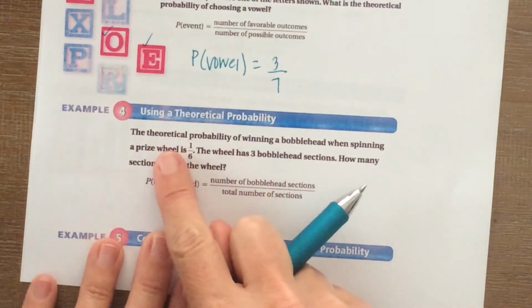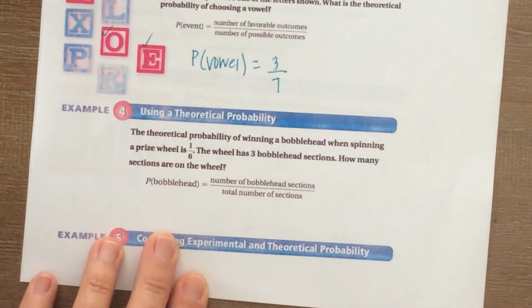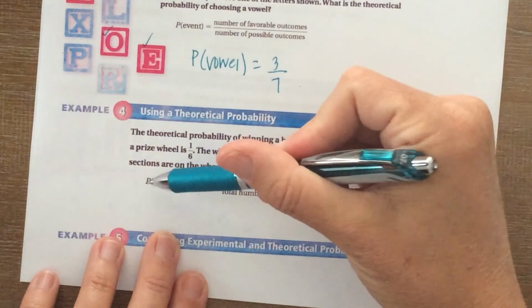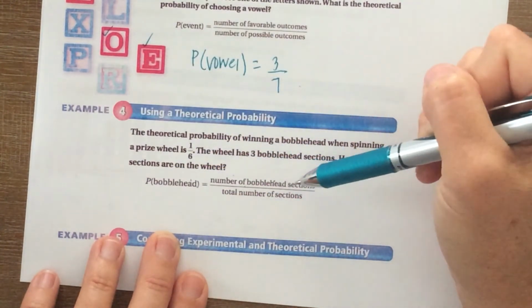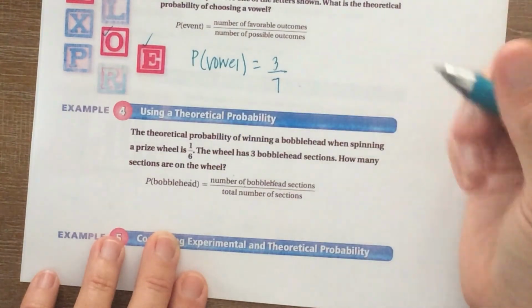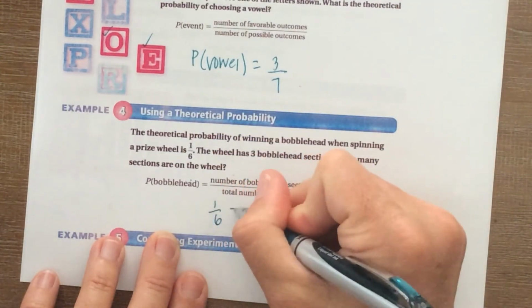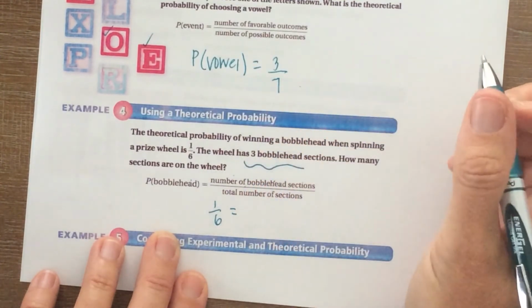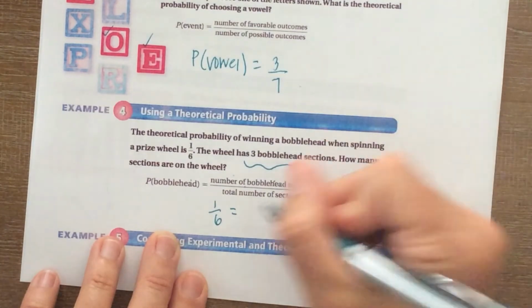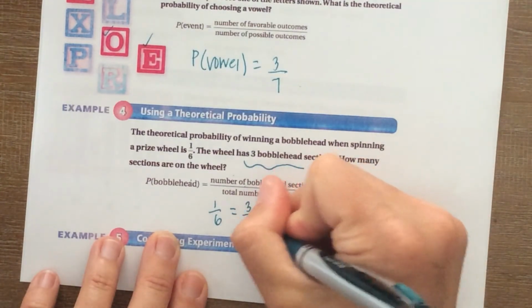Example 4, the theoretical probability of winning a bobblehead when spinning the prize wheel is 1 out of 6. The wheel has 3 bobblehead sections. How many sections are on the wheel? Well, the probability that you're going to get a bobblehead is number of bobblehead sections over total number of sections. We know that it's 1 out of 6, okay? That's the probability. And it says here there are 3 bobblehead sections, and this is our unknown.